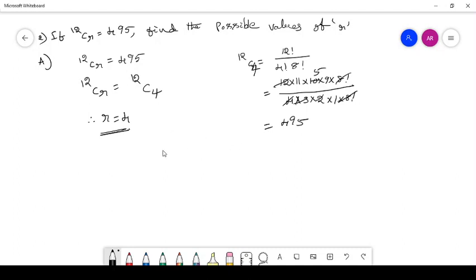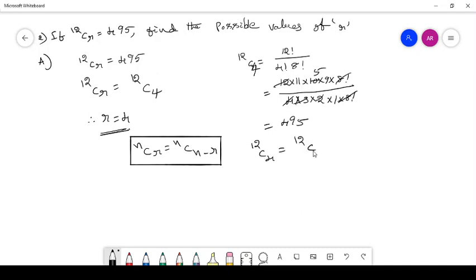We know the result nCr is equal to nC(n minus r). So 12C4 is equal to 12C(12 minus 4), which is 12C8. Therefore r is equal to 4 or 8. The value of r is 4 or 8 because nCr is equal to nC(n minus r). That's why r is 4 or 8.